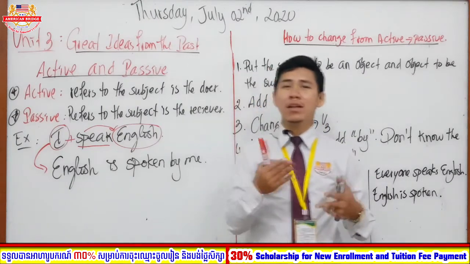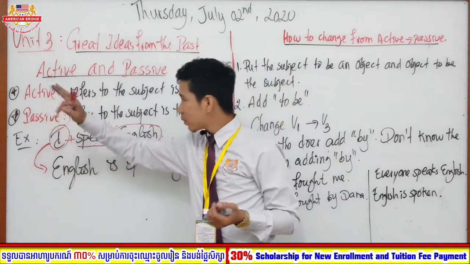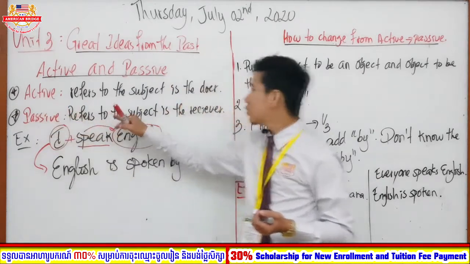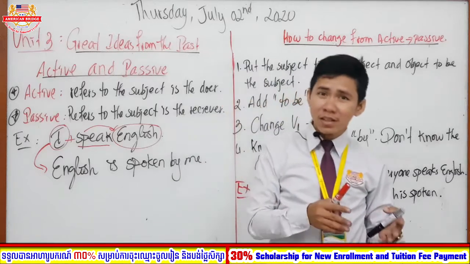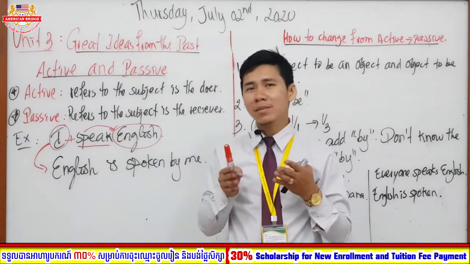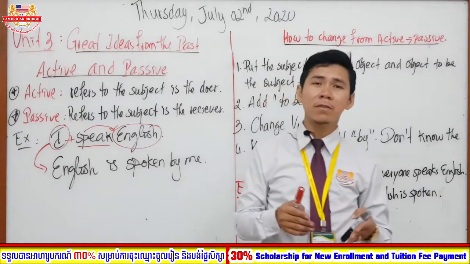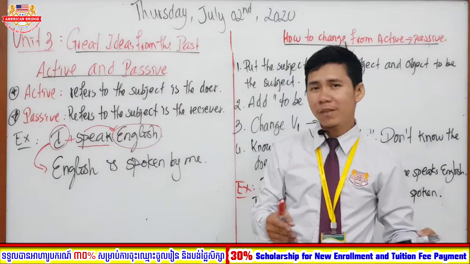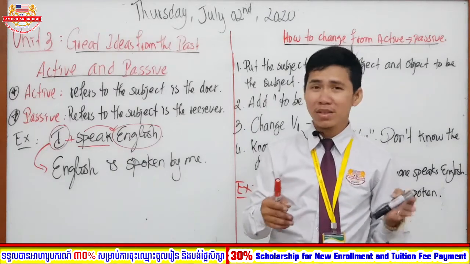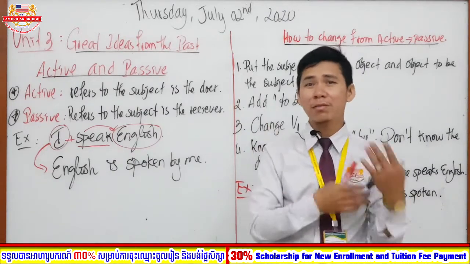However, let's move back to our passive sentence. A passive sentence refers to the subject being the receiver. It's different, right? Active, doer, and passive, receiver. The receiver receives every activity from the object. But if we think about the meaning, it might be the same; we just create different sentences.